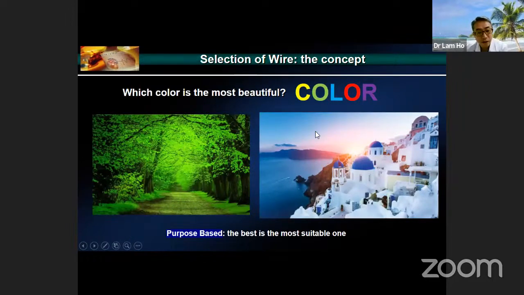Another important concept is which color is most beautiful in this environment. Of course, green is most beautiful. In this environment, white plus blue probably is the best. So which color is the best depends on the situation. Which wire is the best also depends on the situation and the purpose. Actually, the best is the most suitable one. If the wire can help you to achieve your purpose, then this one is the best. These are the two important concepts.